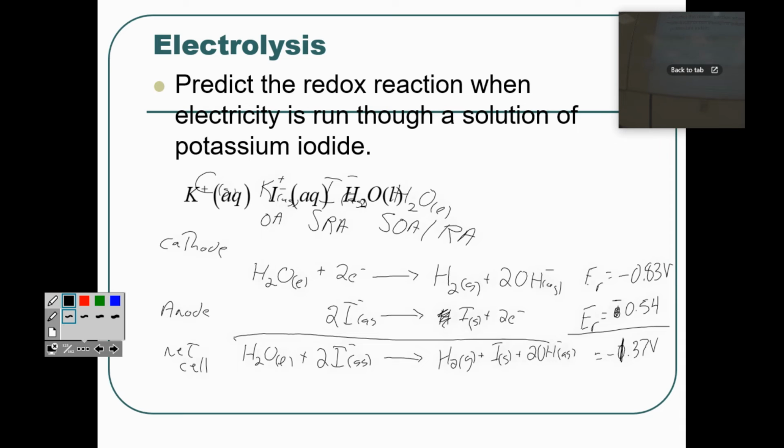Shouldn't you just add them together? Yes, once I flip this direction, I change the sign and then I just add them together. As I said, you can also do negative 0.83 volts minus positive 0.54 volts to get the same answer. This is just your cell potential of your cathode minus your anode. I wasn't sure you were supposed to do this. No, when you flip that, you just add them.